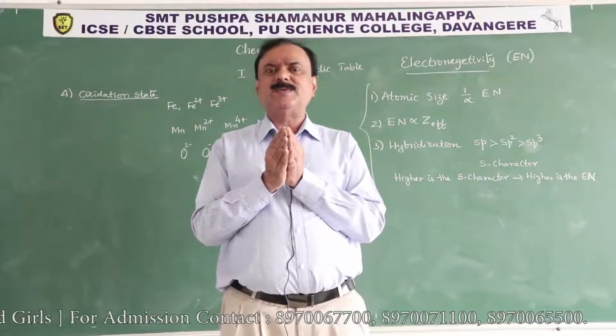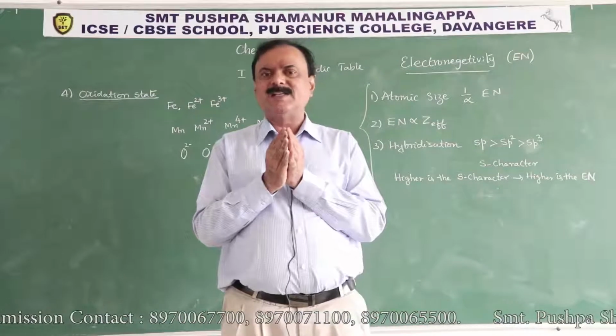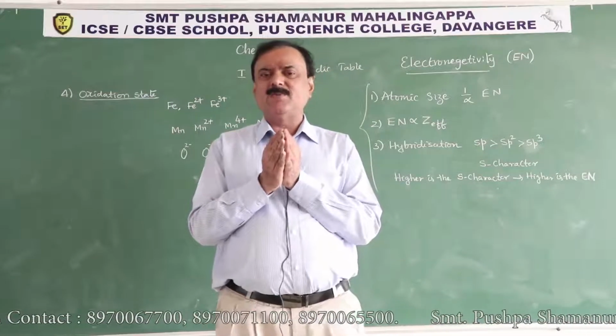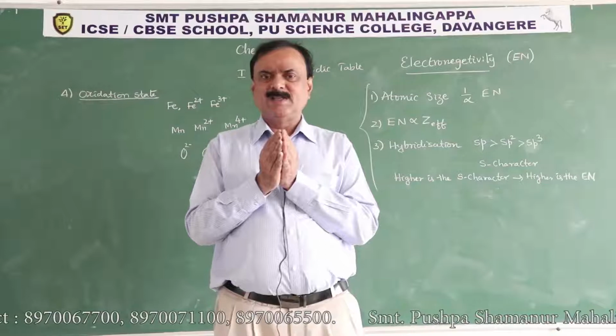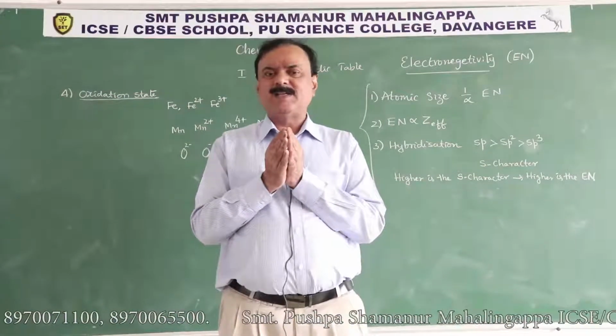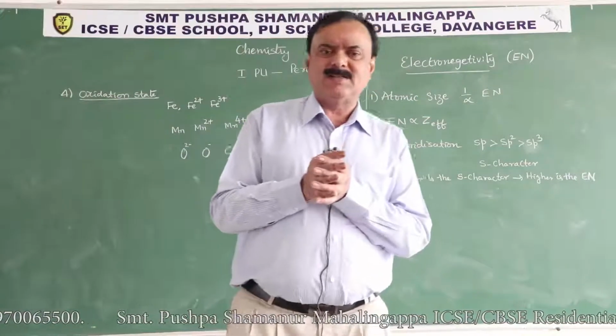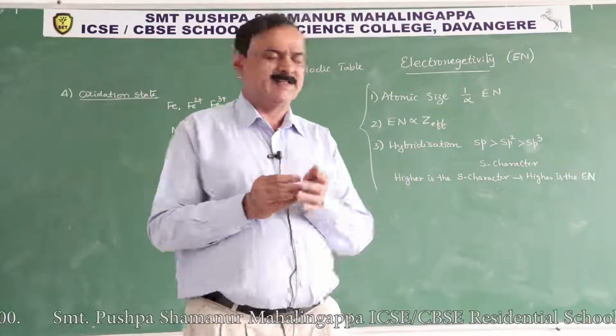Therefore, the nuclear force of attraction will be further increased due to the lesser number of electrons. They have more affinity with the nucleus. Therefore, the cationic size of Fe3+ is smaller than the cationic size of Fe2+, which is smaller than that of the atomic size.